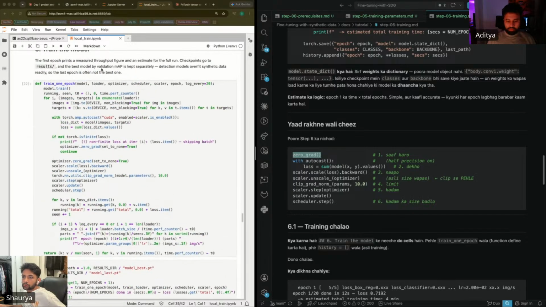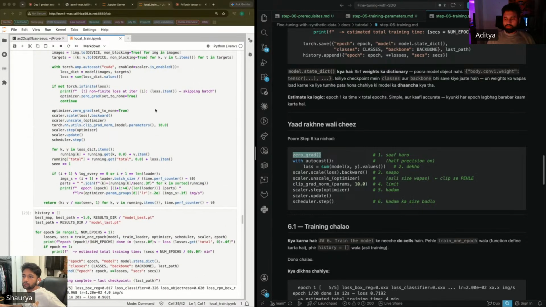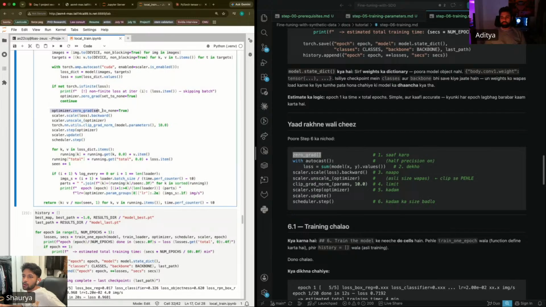So this is a very important step actually. Zero grad set to none is equal to true. It basically resets the gradient.